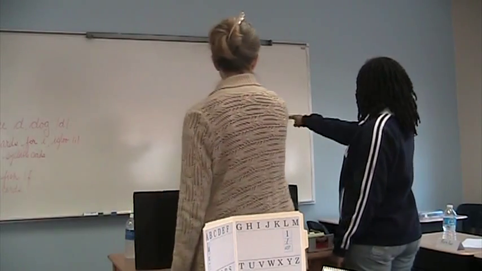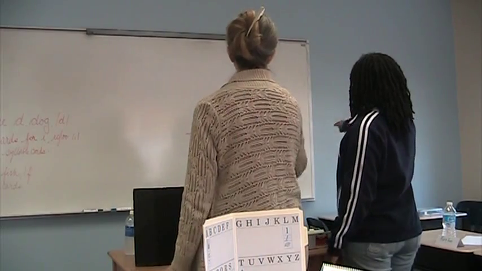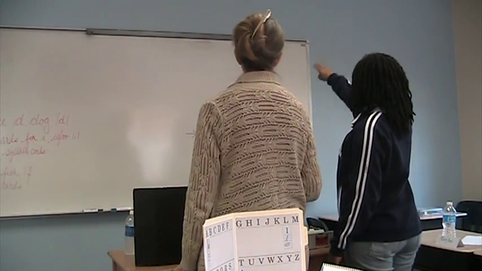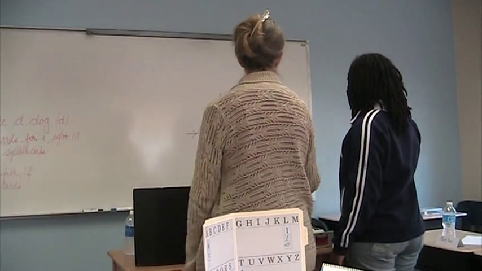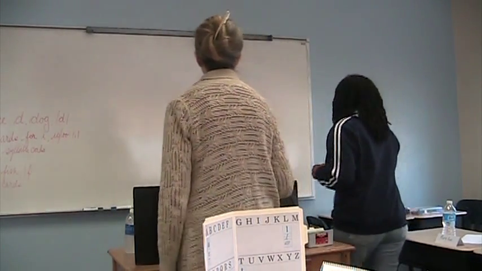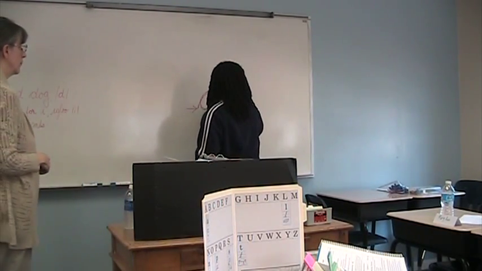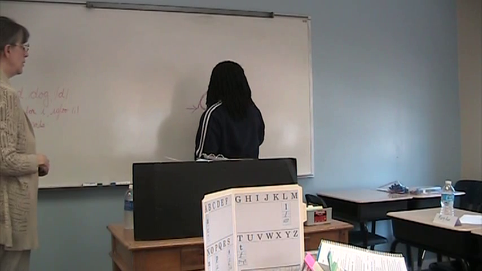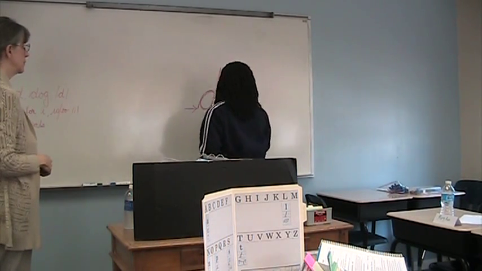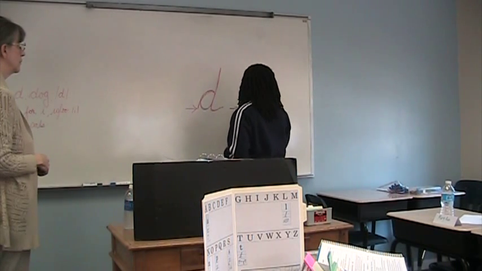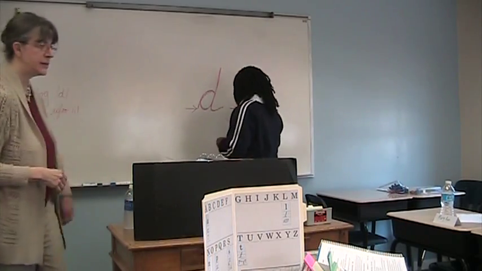Now say D 3 times. D. D. D. Okay, step up and trace as you name it 1 time. D. Make an arrow and copy it as you name it. D. Great job. Now, erase that please and come back to the table.